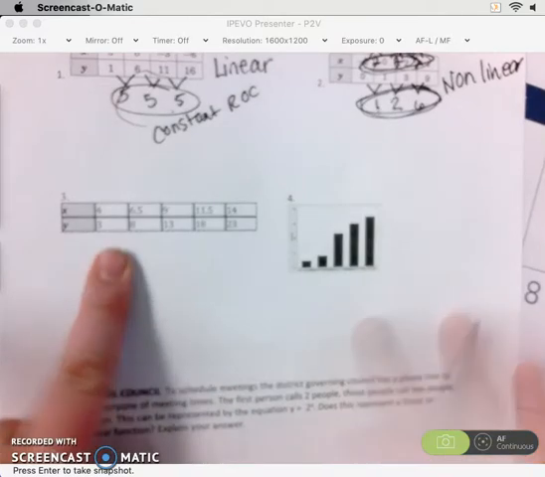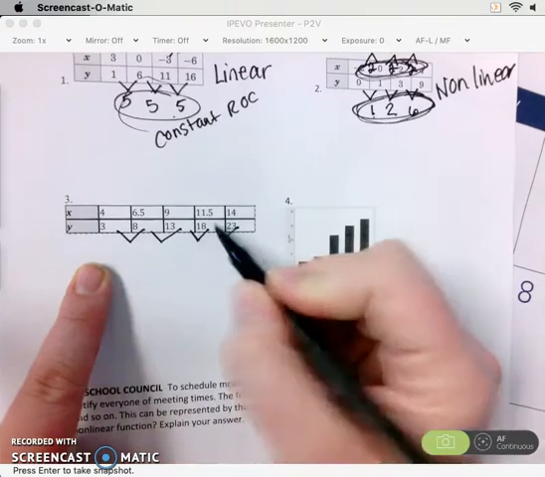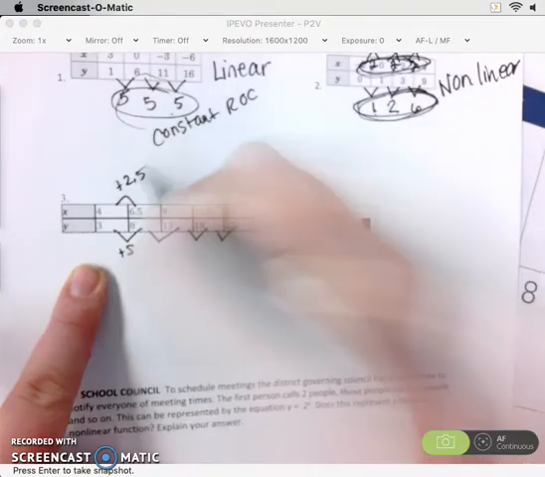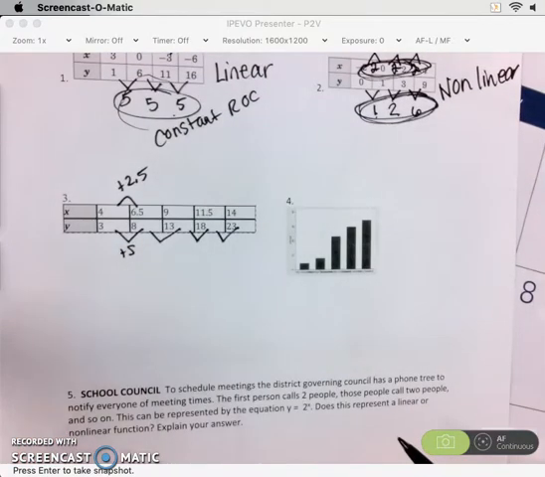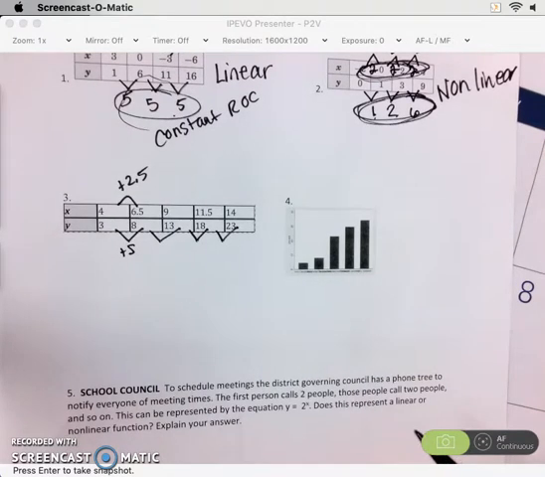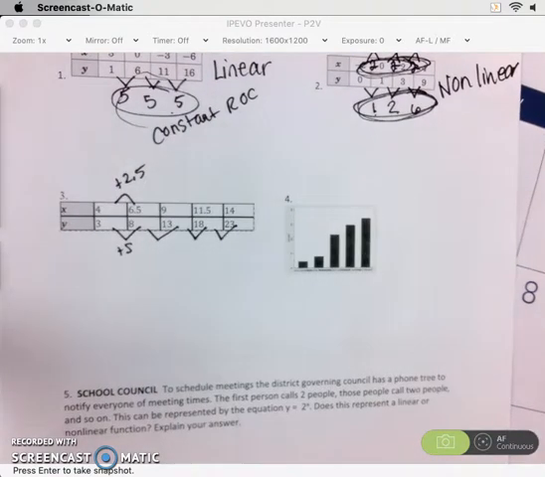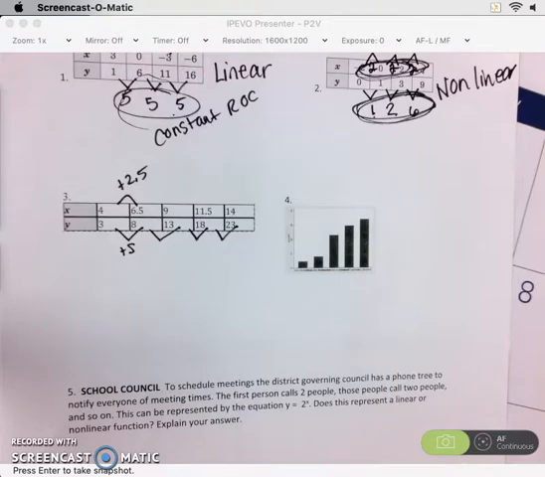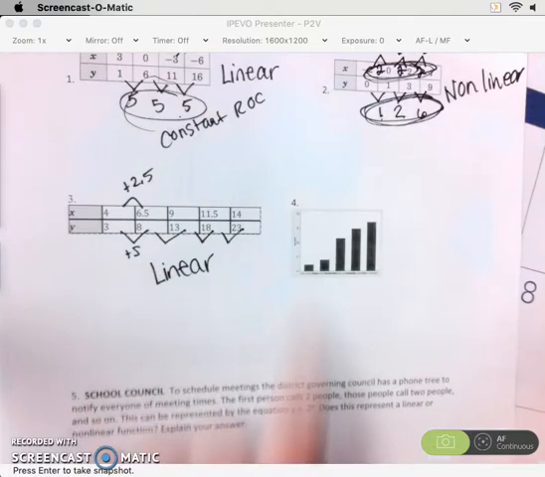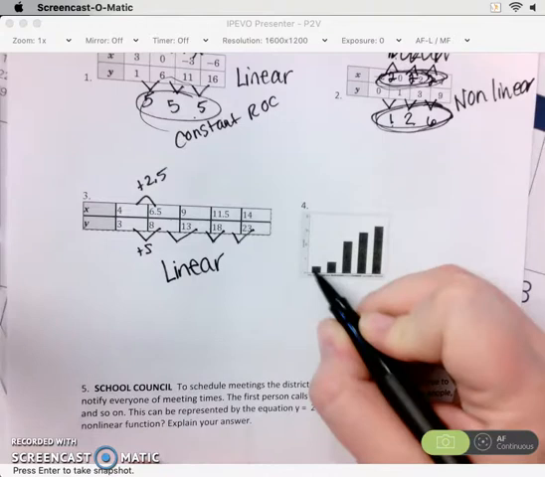Okay, here again, 3 to 8, I'm adding 5 each time. For my y's, my change is 5, so I'm adding 5. And then up here, I'm adding 2.5 each time, 2.5. So is this linear or nonlinear? Alyssa, linear or nonlinear? Linear.